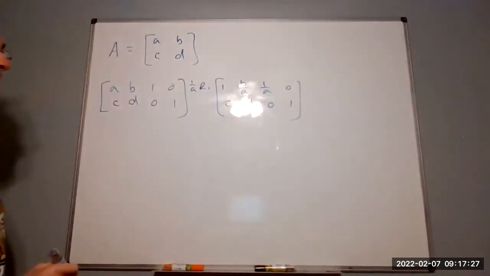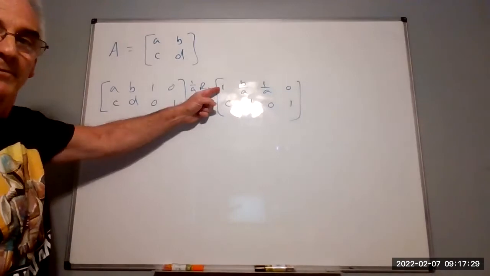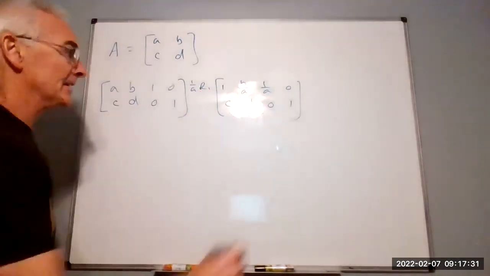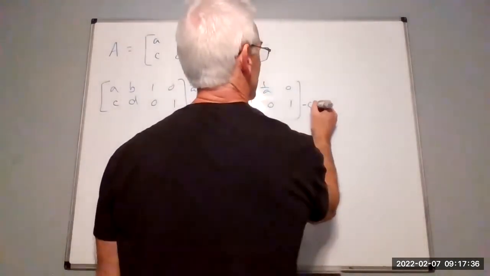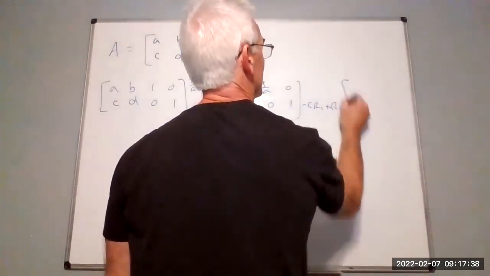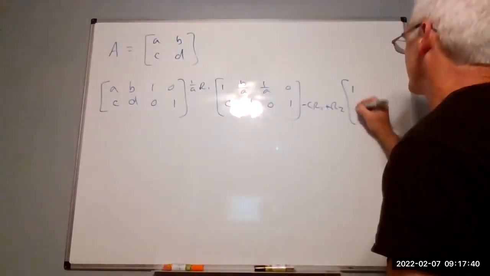I didn't really do much. Now I want to take my pivot of 1 and undo the C. And I know I can do that by taking negative C row 1s and adding it to row 2. Now when I do that, I'm going to have 1 and I have 0.